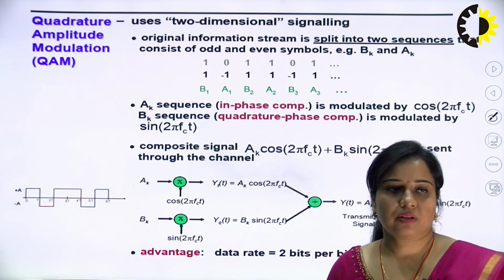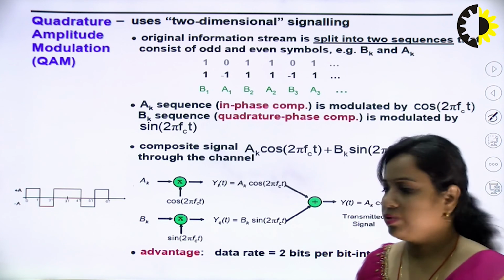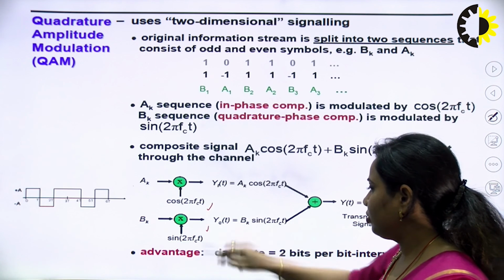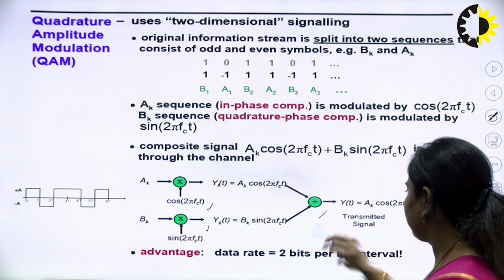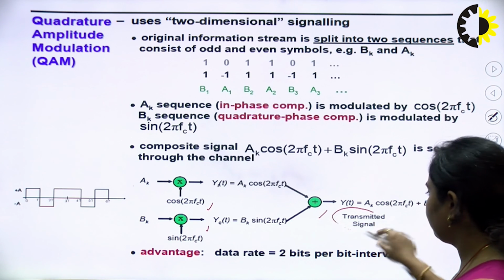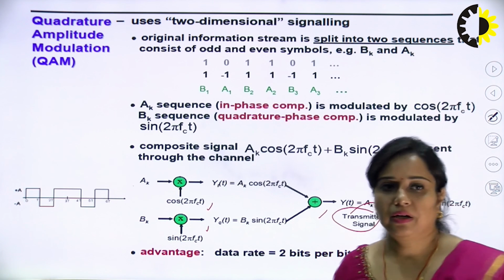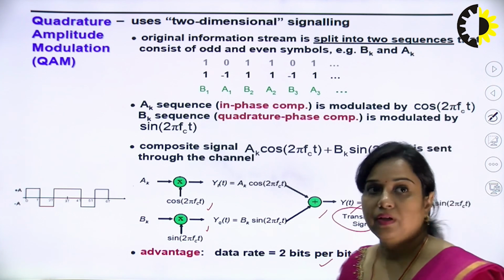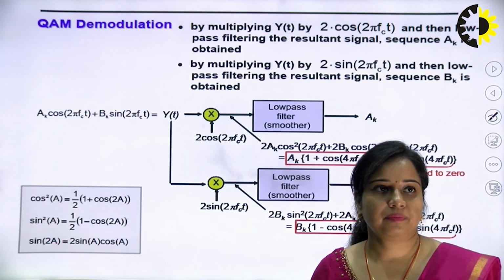Now, the last topic is the QAM. It uses 2-dimensional signaling for transmission of bit 1 and for transmission of bit 0. This is how you are going to generate it. First, it will be multiplied by 2 different locally generated carrier signals, then these will be added together. This is how you are going to generate the transmitted signal that you want to transmit. The advantage is that its data rate will be 2 bits per bit interval. This is how the waveform will be generated for QAM.